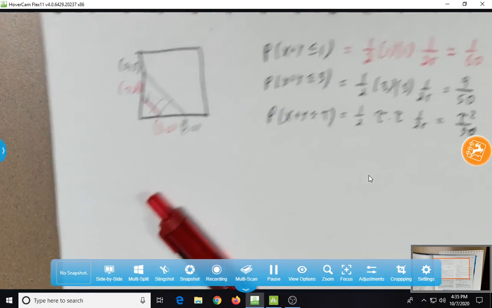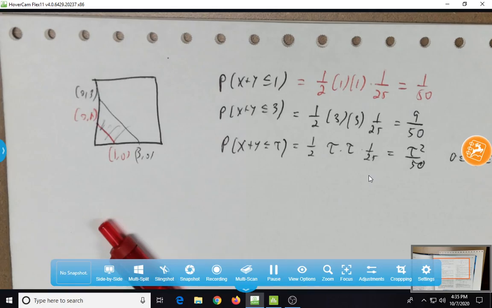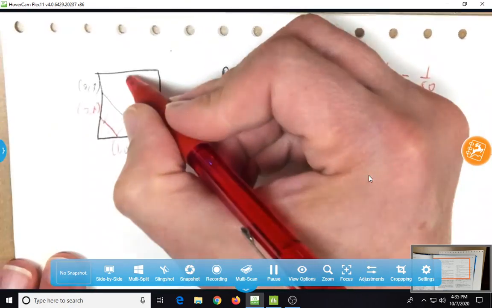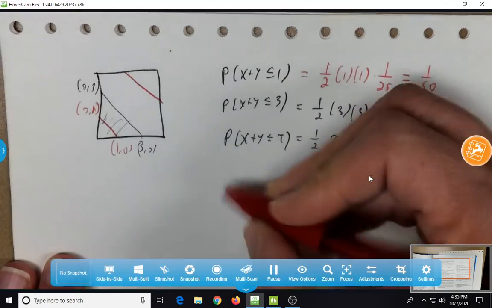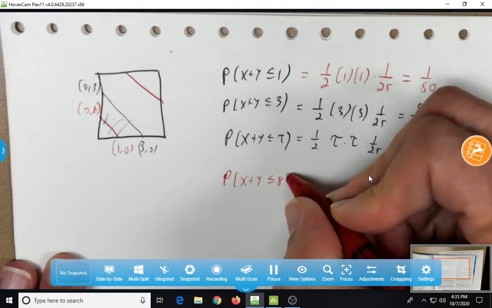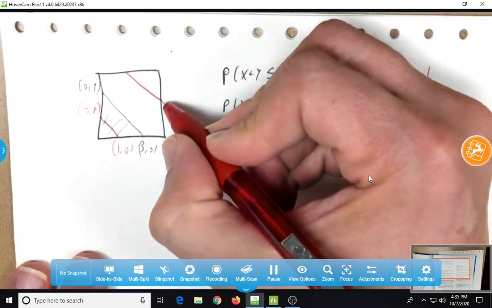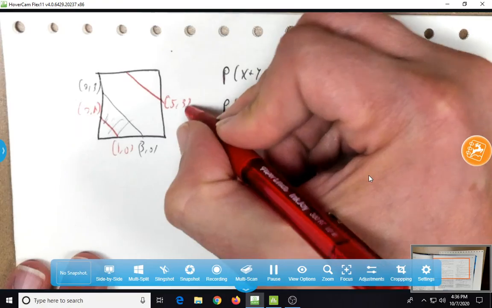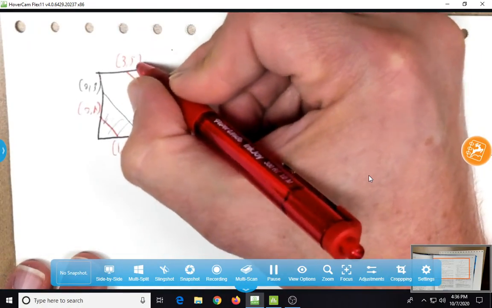It's a little bit of a different story when I go up to something bigger than 5. So let's suppose that I go up here and I want to find the probability that x plus y is less than or equal to 8. Well, if I have this case, now, since x plus y is 8, this point has to be 5, 3, and this has to be 3, 5.